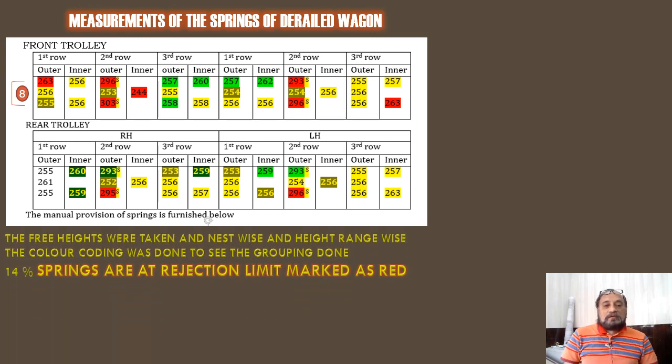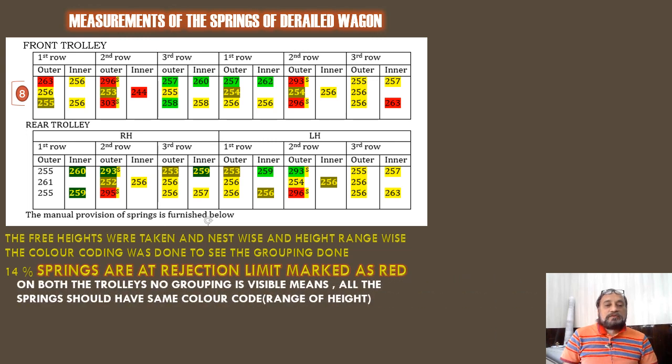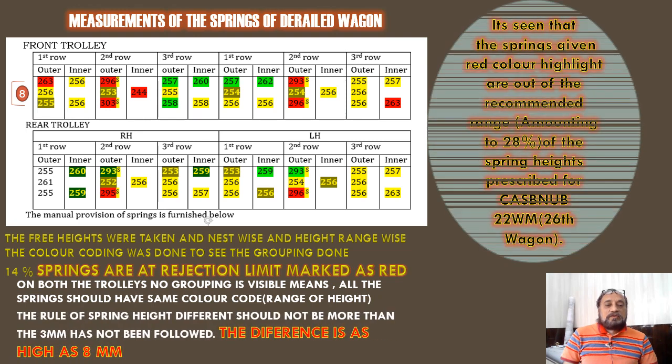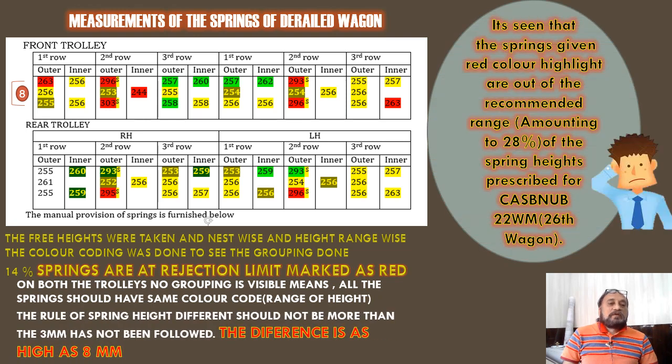And they amount to around 14% of springs, and we can see that on both the trolleys no grouping has been ensured, because in this trolley also, here we have 255, here we have 261, so the difference is 6 millimeter. Likewise, these springs also fall under rejection, which are marked as red.